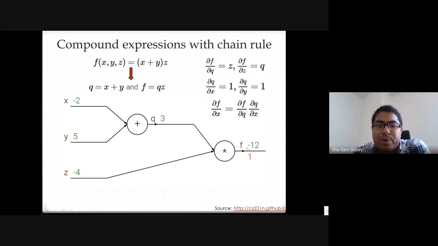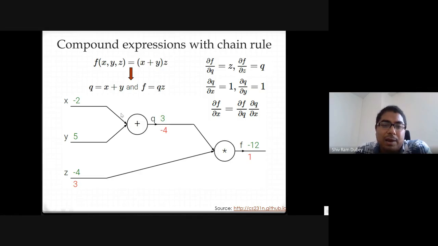If we have to compute del f by del z, then del f by del z is nothing but q. The gradient 1 will be multiplied with 3, and we will get 3 here. So we will have 3 here, and minus 4 here, which is del f by del q.